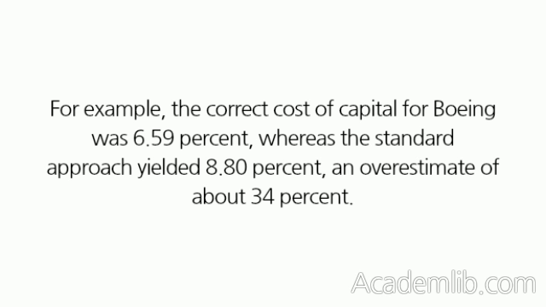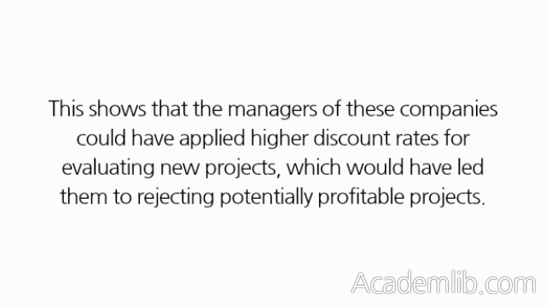For example, the correct cost of capital for Boeing was 6.59%, whereas the standard approach yielded 8.80%, an overestimate of about 34%. This shows that the managers of these companies could have applied higher discount rates for evaluating new projects, which would have led them to rejecting potentially profitable projects.